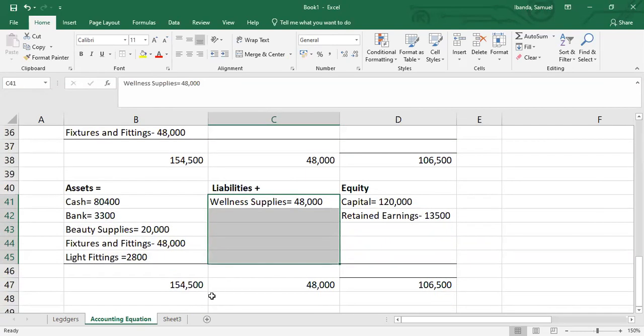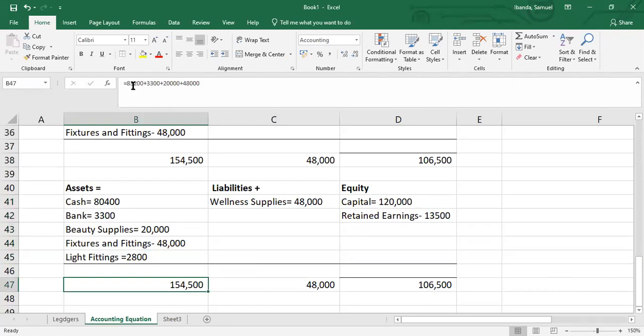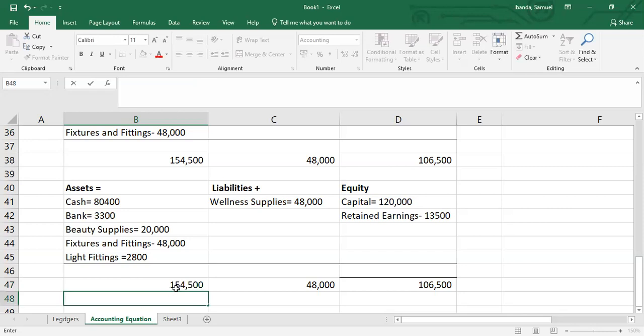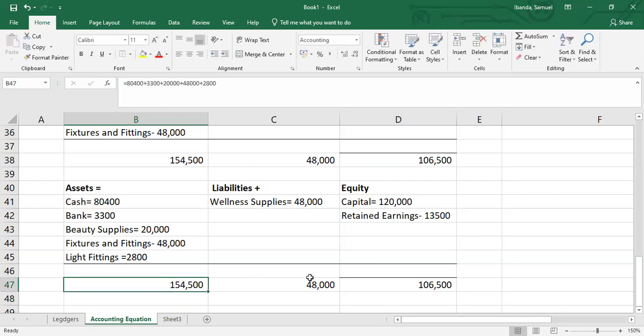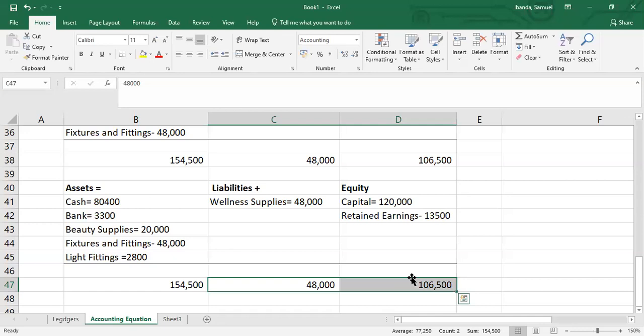So when I try to add this, basically, of course, where there is 83,200, here I'll put 80,400. And then where there's 4,800 here, I'll add the light fittings of 2,800. So it gives me 154,500. When I add this, it also gives me 154,500. So my asset equation still balances.